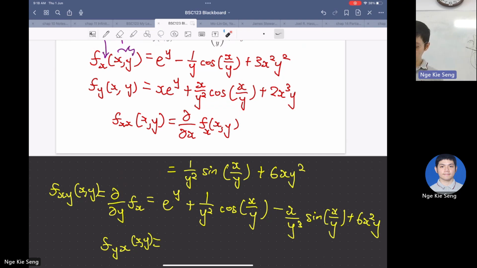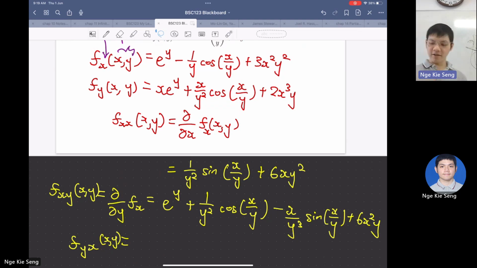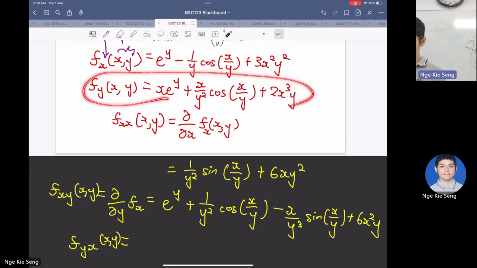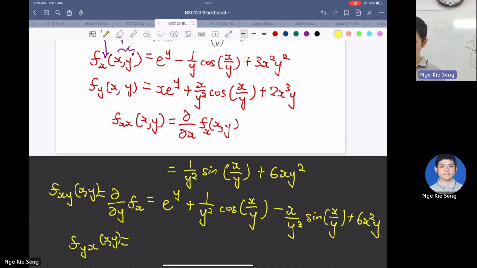Okay. So let's see another miracle here. The miracle is fxy equals fyx. Let's see, is it true? We have fy here. We want to differentiate with respect to x again. Differentiate fy with respect to x. What do we get? For the first term, you differentiate x e to the y with respect to x, you get e to the y.